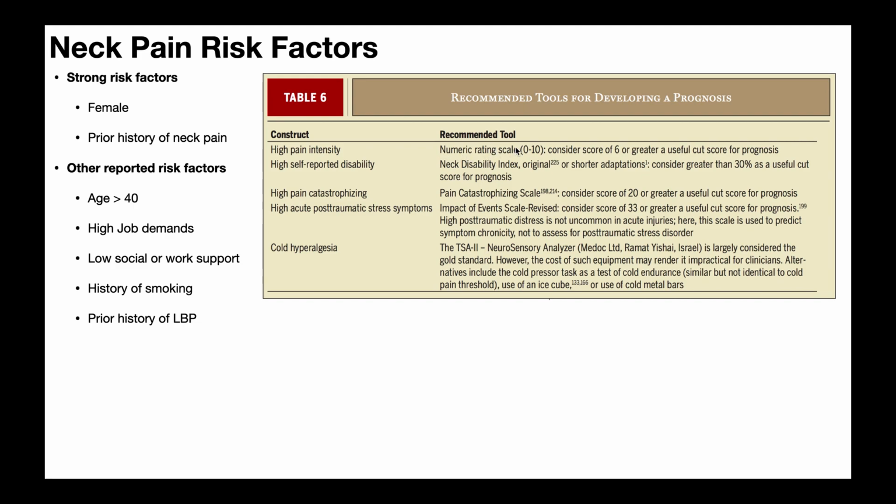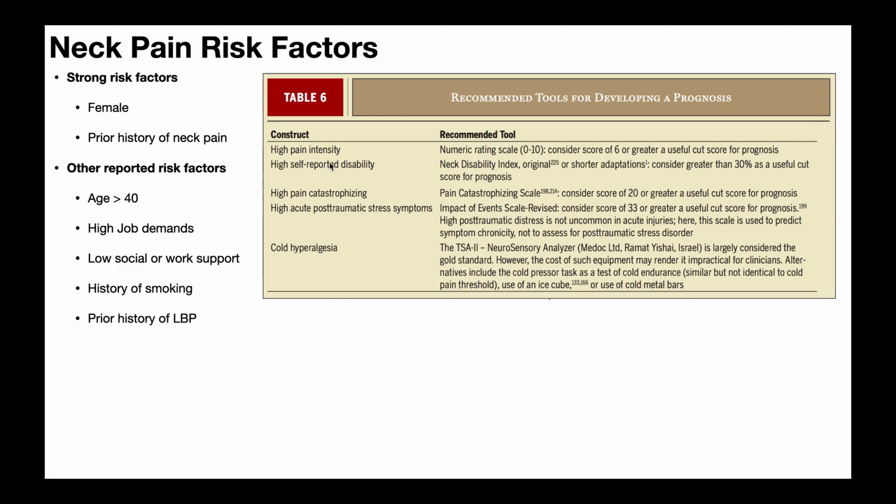Basically, use a numeric pain rating scale, the NPRS, which is that scale of 0 to 10. Somebody has pain, and you say on a scale of 0 to 10, how bad is the pain, right? A score of 6 or greater would be considered a poor prognosis. So the higher it is, the worse the prognosis.